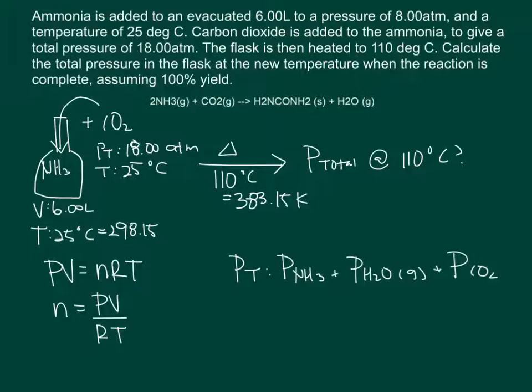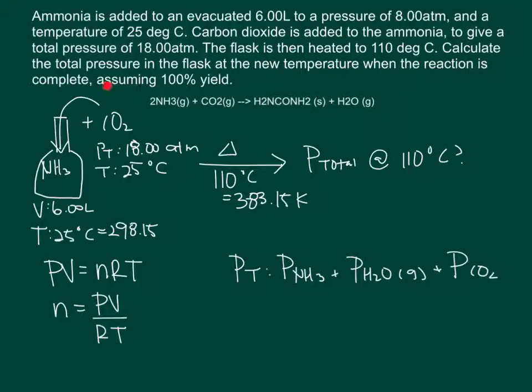The problem reads: ammonia is added to an evacuated 6-liter flask to a pressure of 8.00 atm and a temperature of 25 degrees Celsius. Carbon dioxide is added to the ammonia to give a total pressure of 18.00 atm. The flask is then heated to 110 degrees Celsius. Calculate the total pressure in the flask at the new temperature when the reaction is complete, assuming 100% yield.